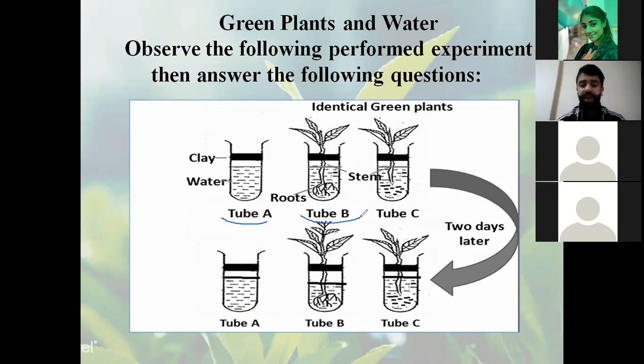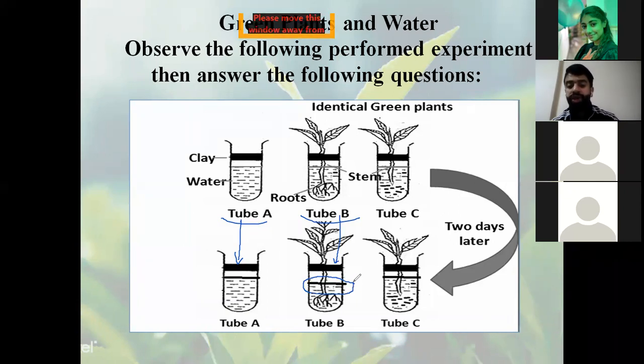After 2 days, thank you, Lynn. After 2 days, what happened? The level of water in tube A remains the same, while in tube B, the level of water decreases. It drops to a lower level. So compare the level of water in tube A and B at the end of the experiment. In tube A, the level of water stays the same. However, in tube B, the level of water decreases.